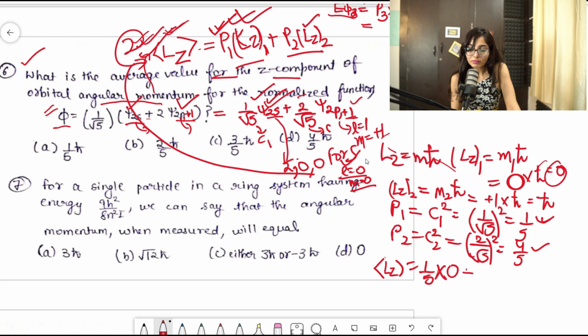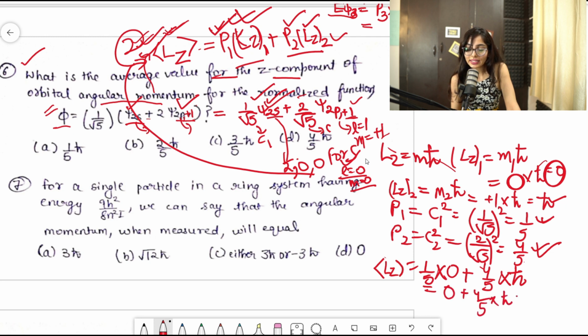Then plus, what will I write? P2. Now I will write P2. So P2 is what? Which is 4 by 5. So I have written 4 by 5 into LZ2. So what is LZ2? That is H cut. Clear? That is H cut. So this is 0. 1 by 5 into 0, that is 0. Plus 4 by 5 into H cut.